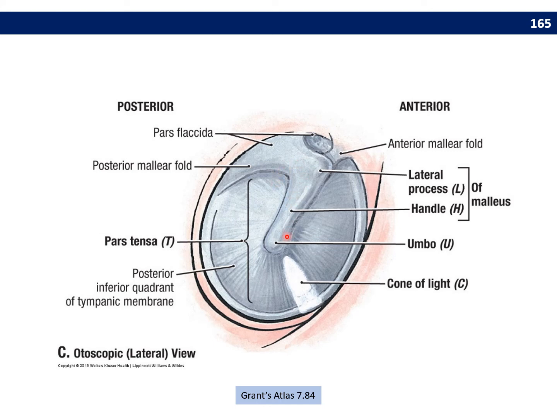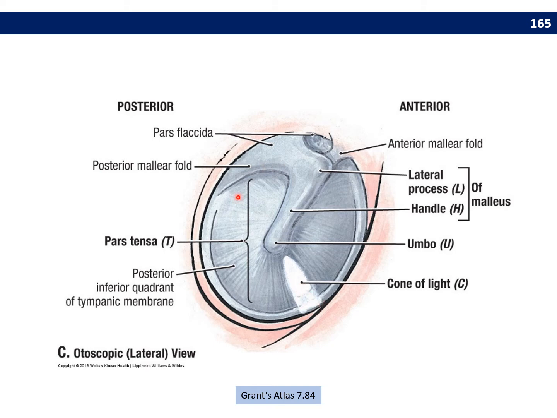So if we're viewing the tympanic membrane with our otoscope on an adult where we're pulling posterior superiorly, the light from the otoscope creates this cone of light at about 5 o'clock.